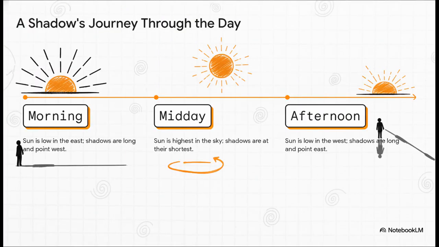And you know how the sun seems to travel across the sky every day? Well, as it does, our shadows go on this totally predictable journey. In the morning, when the sun is low in the east, our shadows are super long and they point west. Then, right around midday, when the sun is highest, our shadows get as short as they're going to be all day. And then, in the afternoon, they stretch out long again, but this time they're pointing east.